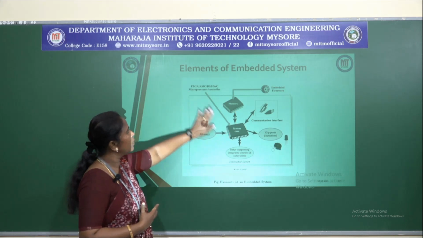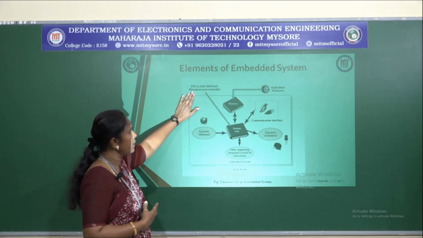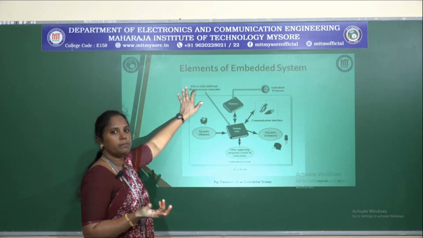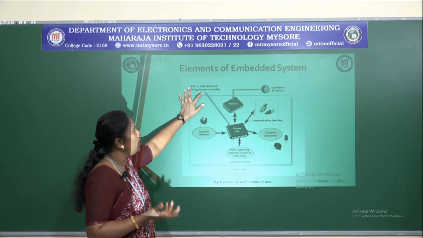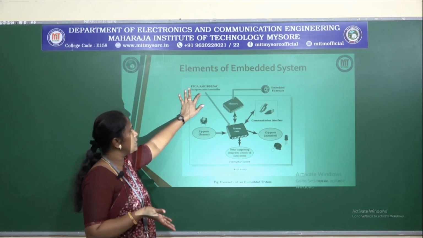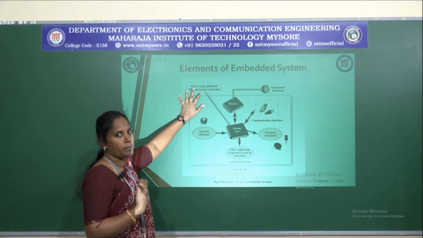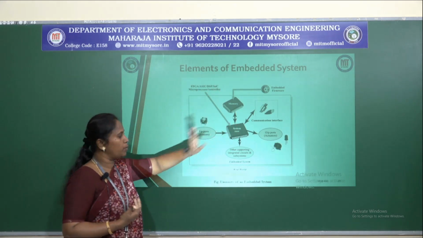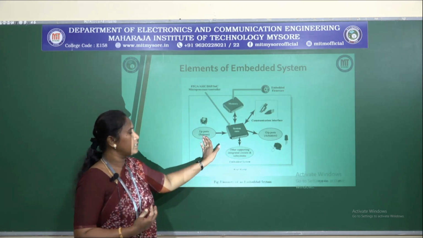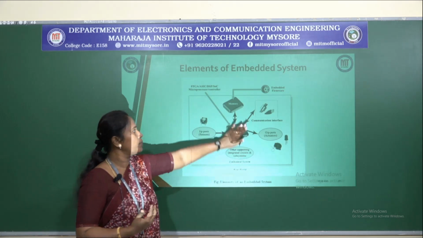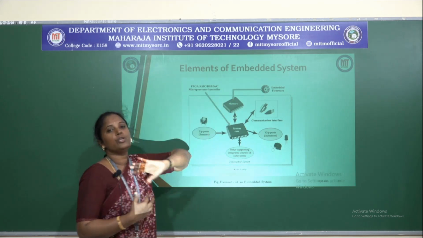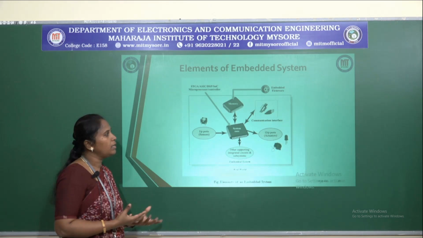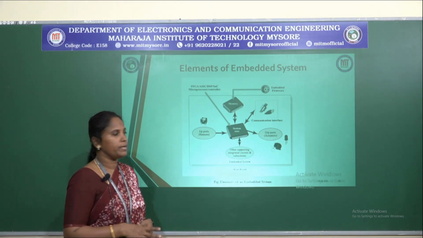As I told, the core could be a microprocessor, a controller, a system on chip, a digital signal processor, an application specific integrated circuit, or a field programmable gate array. Any of these can be used as your system core. Next, other than these main devices like input, output, processor and memory, if you want any external interfaces connected to your embedded system, that can also be done.